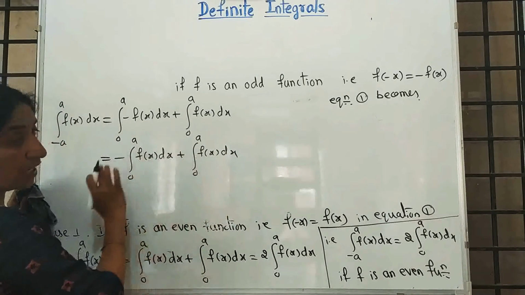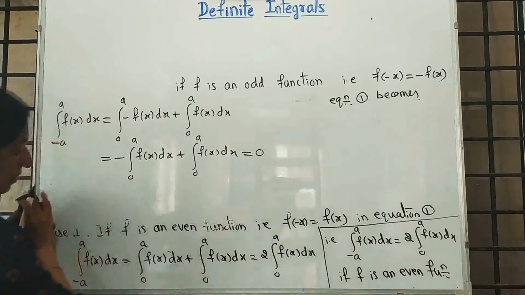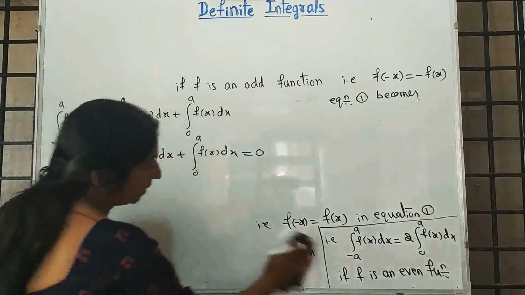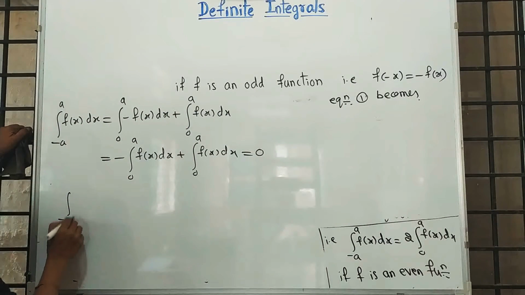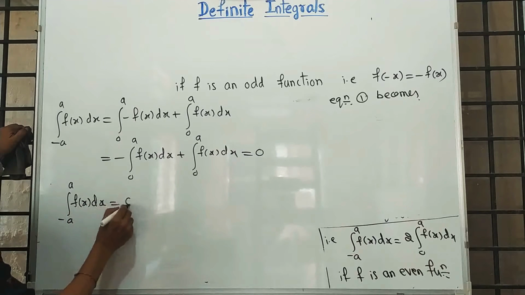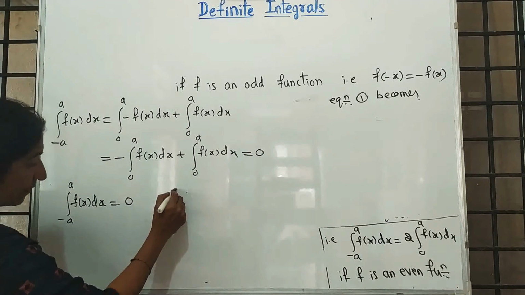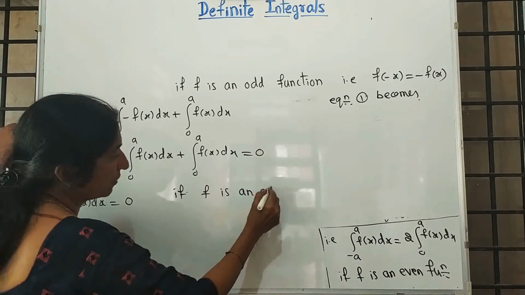This and this, they are equal but opposite in sign, so they get cancelled. Answer is 0. That means integration from minus a to a, f of x dx is equal to 0 if f is an odd function.